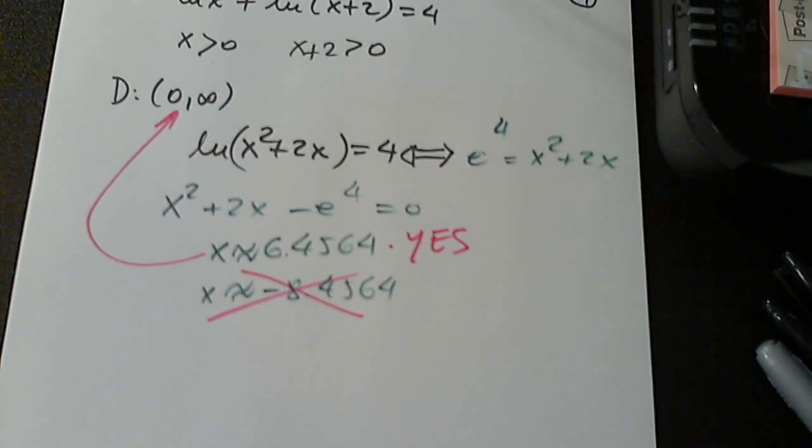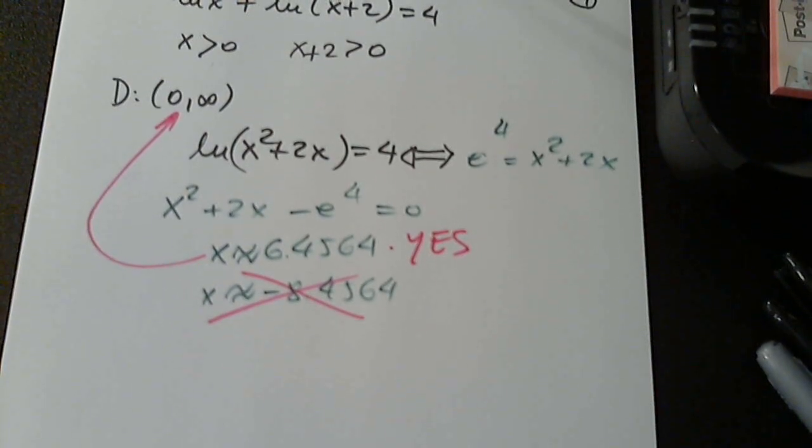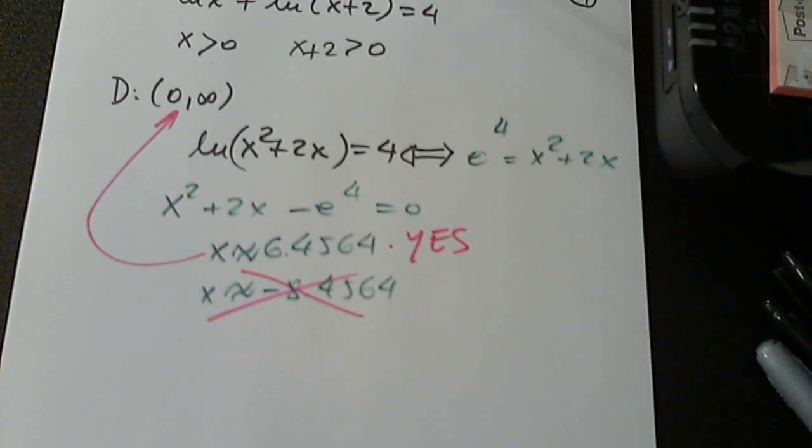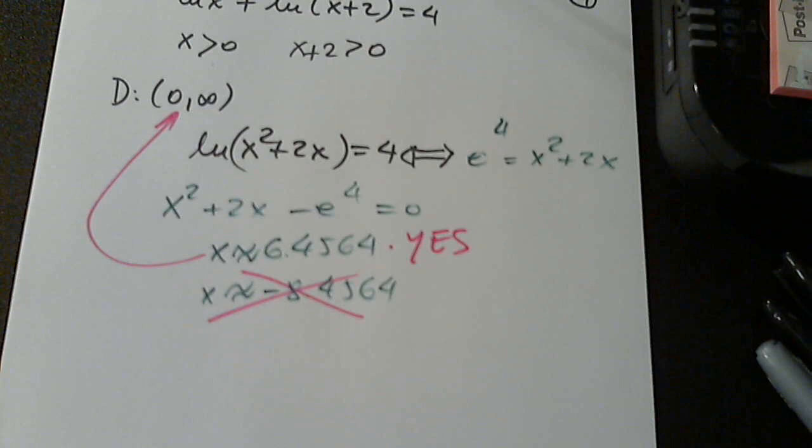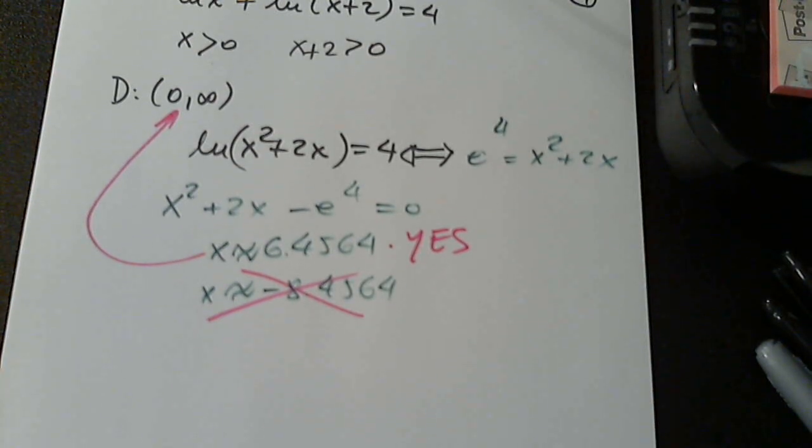Can you show how to enter it into the calculator? Absolutely, yes. So you click on apps, select number 9, select polynomial, select the order, which is the degree, in our case 2. Click on graph, and you have to enter the coefficients in descending order exactly as you see them: 1, 2, and negative e to the 4th power. And then graph. 6.4564, negative 8.4564.